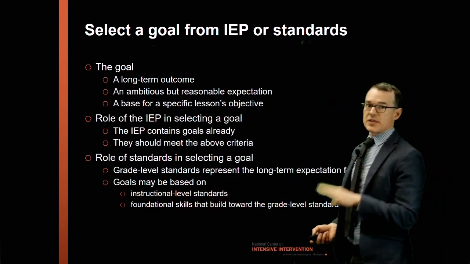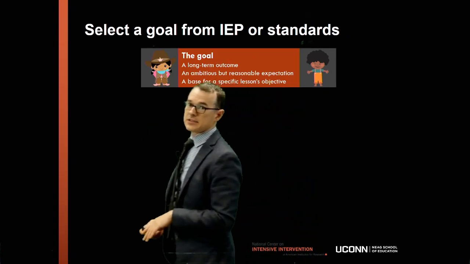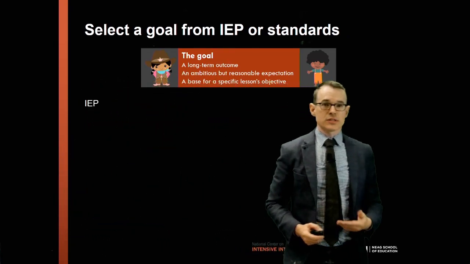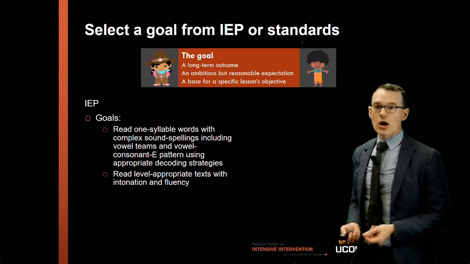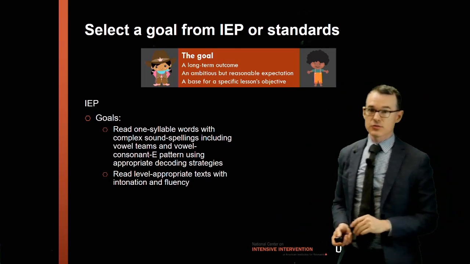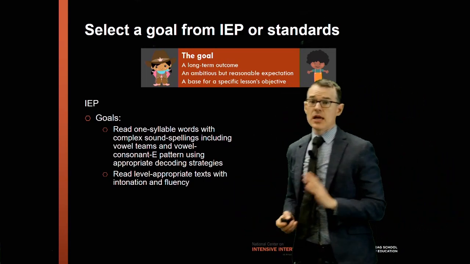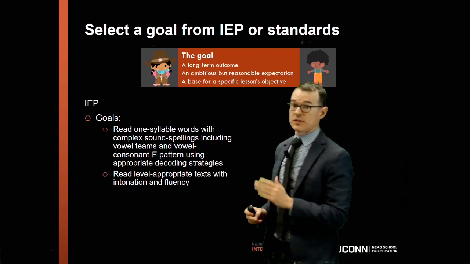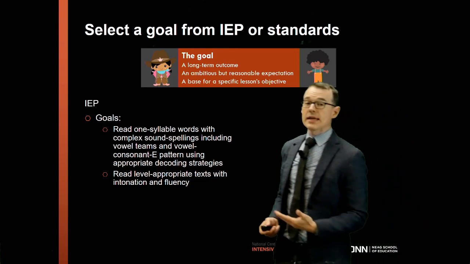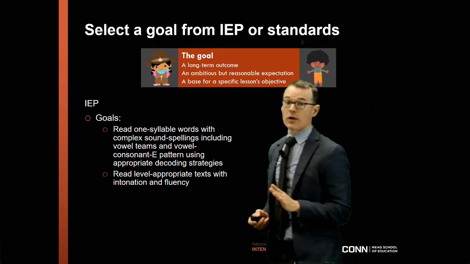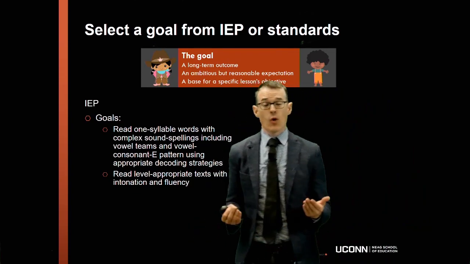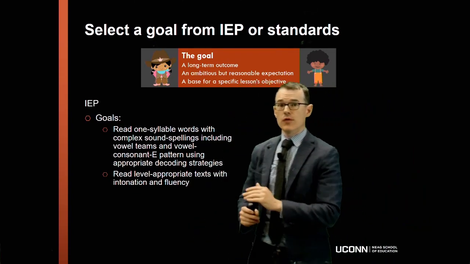So let's talk about the selection of a goal based on some of our kids here. So this is Ariana on the left here. And in Ariana's case, she has an IEP. She's focusing on beginning word reading. And her goals read like this. One of them is to read one-syllable words with complex sound spellings, including vowel teams and vowel consonant patterns, using appropriate decoding strategies. So that's one of her goals. And the other is to read level-appropriate text with fluency. So for a given focus, we might focus on just one of those goals. If it's toward the beginning of the year, my thought would be to focus on what? If it was toward the beginning of the year, which of these two would you focus on?